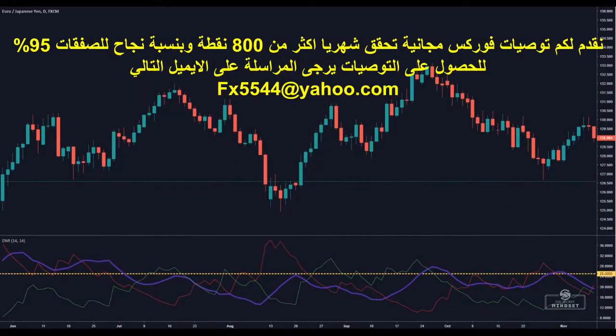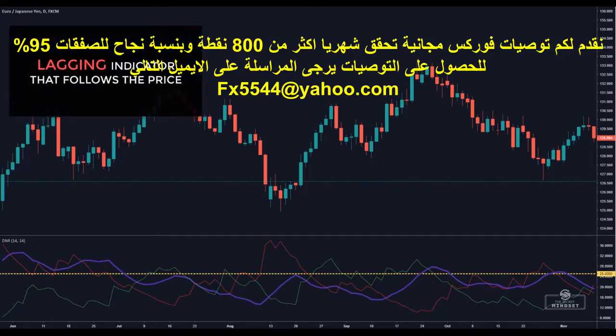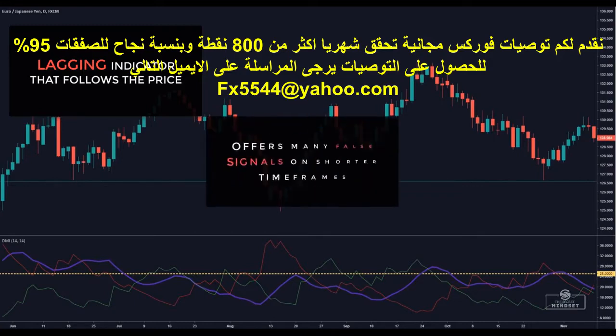But the ADX has its own limitations. The most important disadvantage is the fact that the ADX is a lagging indicator that follows the price. So we must be very careful when we apply this indicator because we might miss the inception of the trend and join it when it's nearly over. Also, it offers many false signals when used on shorter time frames. It's advisable to trade it on higher time frames.